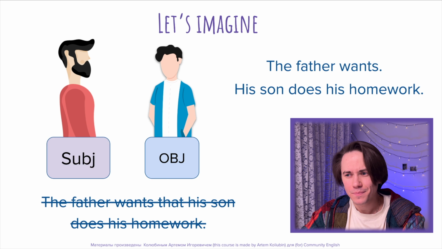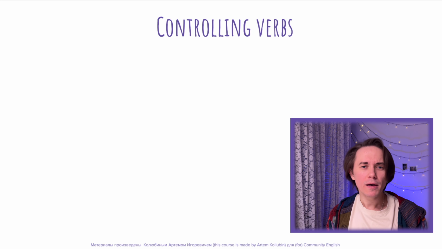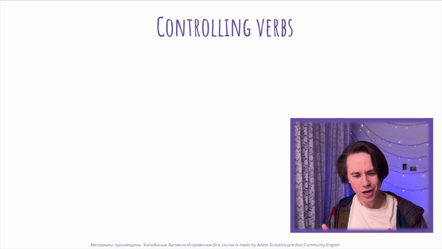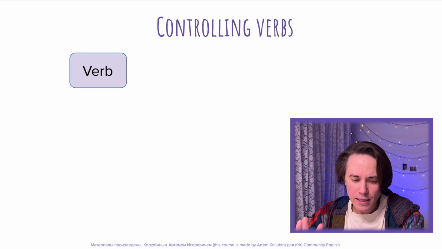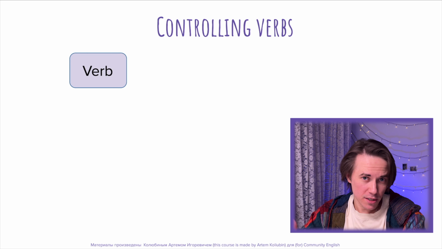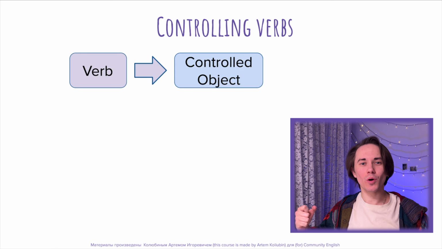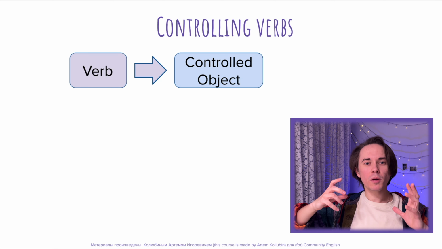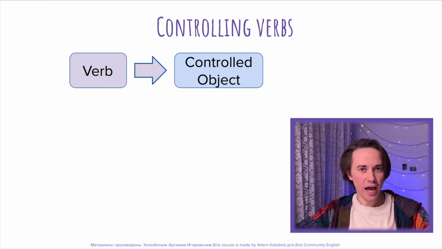First, let's talk about these controlling verbs. It's not only just want. We have quite a few verbs in English which we use to control people. So basically, it still has the same function as any other verb in the sentence, subject, verb, object, but then it has this controlled object. So this verb has control over the person or thing that comes after it.